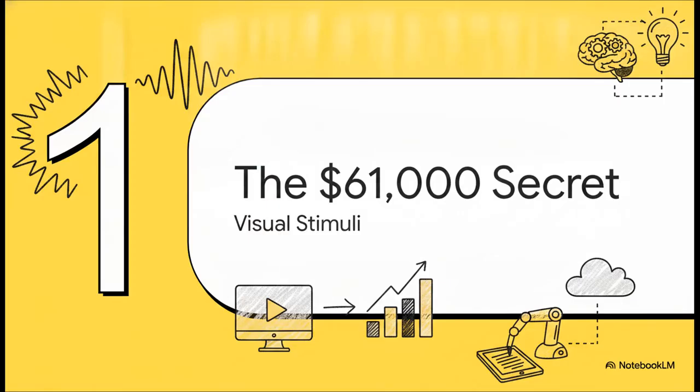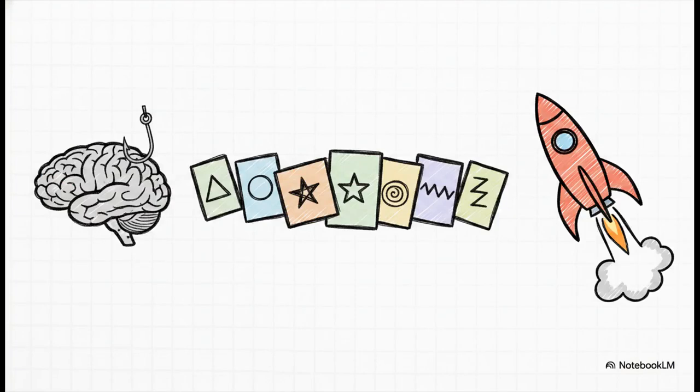Section 1, the $61,000 YouTube secret. You know, before you can automate literally anything, you have to understand why it works in the first place. And the secret behind this $61,000 proof of concept is actually beautifully simple. The channel's secret weapon isn't the quality of the drawings at all. It's the sheer volume and pacing of them.